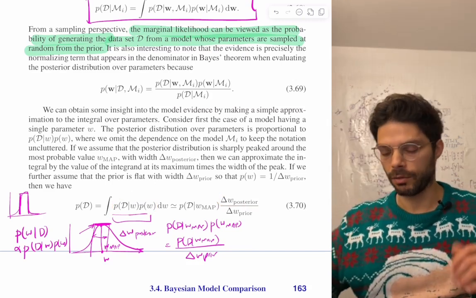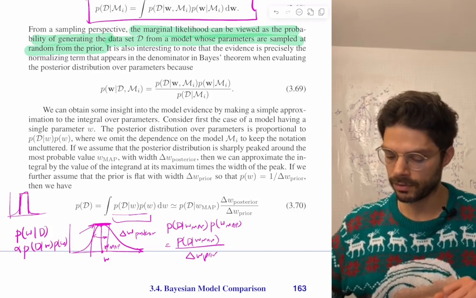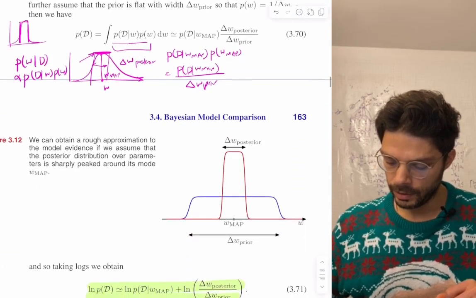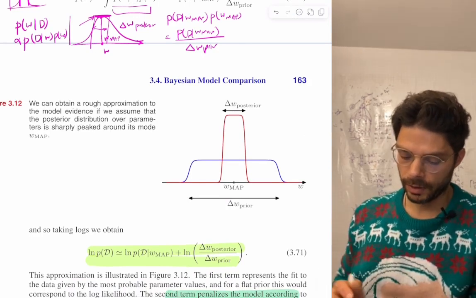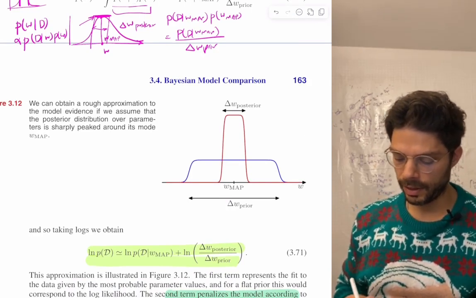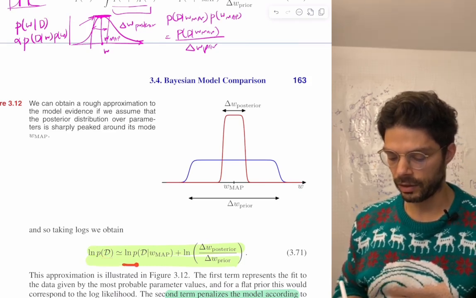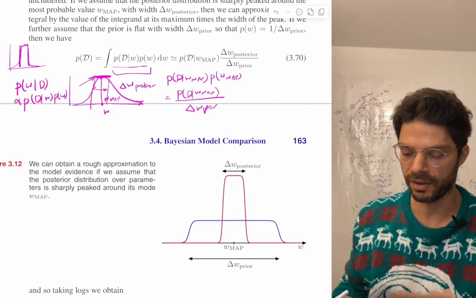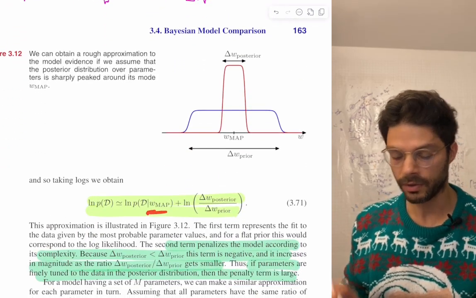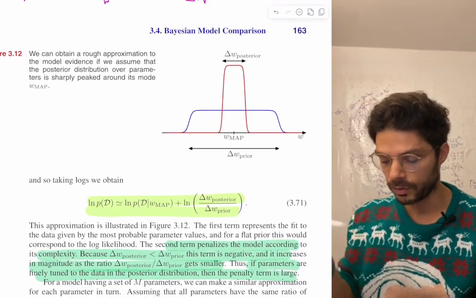So hopefully that gives you a bit of an impression of where this comes from. Very simple. Okay, and here's a picture describing it. And so now, taking logs, we obtain the log of the data is equal to the log of the posterior of the data given our best parameters, which for more complicated models we'll do better.